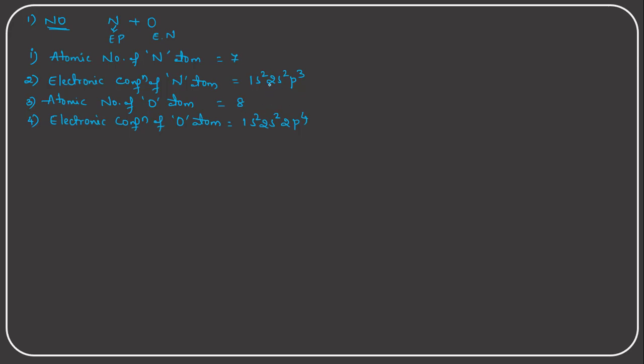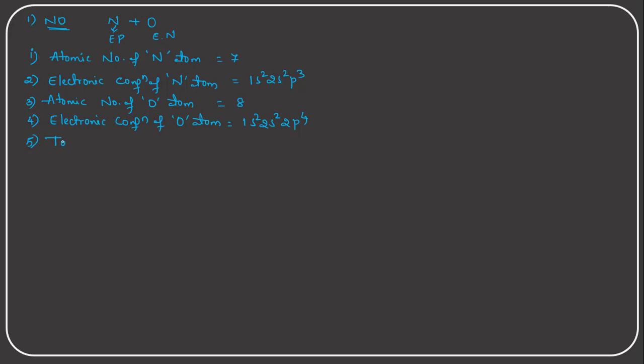Now these two atomic orbitals are merging together. The 2s2 of nitrogen is merging with the 2s2 of oxygen, and the 2p3 orbital of nitrogen is merging with the 2p4 atomic orbital of oxygen. The merging takes place in this way. When they combine with each other, the electrons present in both atoms revolve around the two nuclei of nitrogen as well as oxygen. This is a very important point.